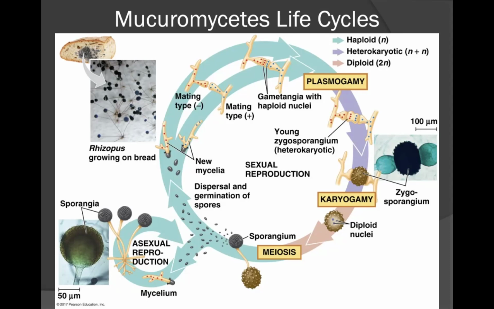In this instance, the mycelia would form different mating types, positive and negative. If these different mating types, or mating types from different organisms that are genetically different, encounter each other, they may form gametangia with haploid nuclei. This may undergo plasmogamy to form the heterokaryotic stage. This would then be called the zygosporangium. The zygosporangium would then undergo karyogamy to form diploid nuclei. These diploid nuclei would undergo meiosis to then form the sporangium, which would also form spores.